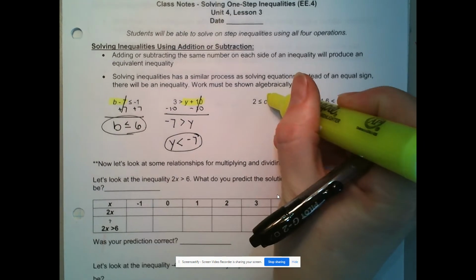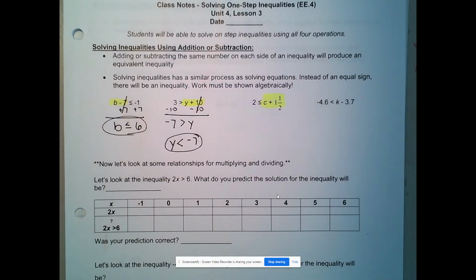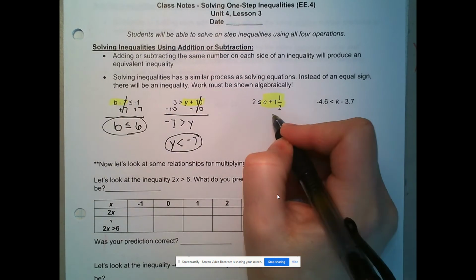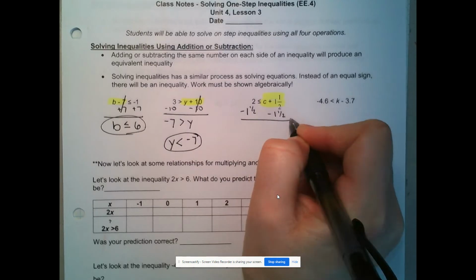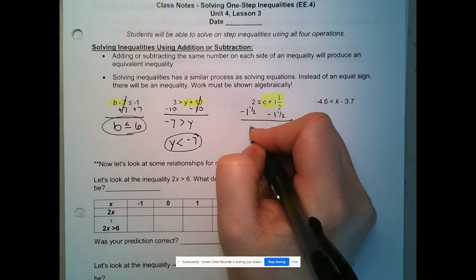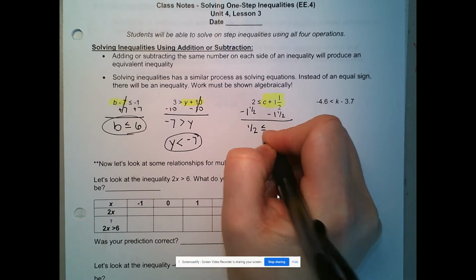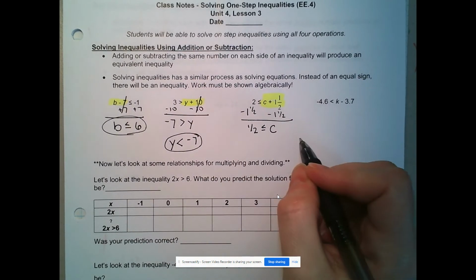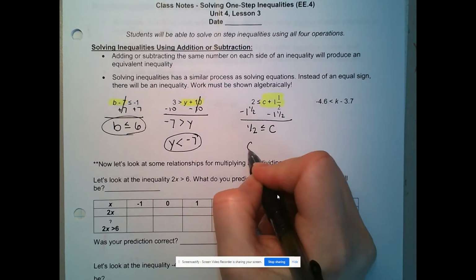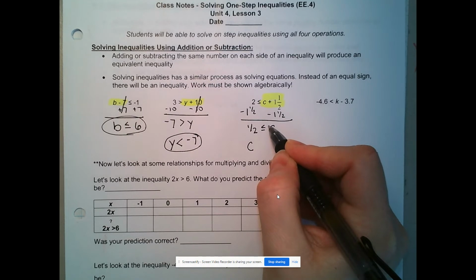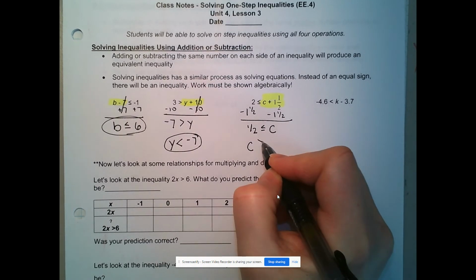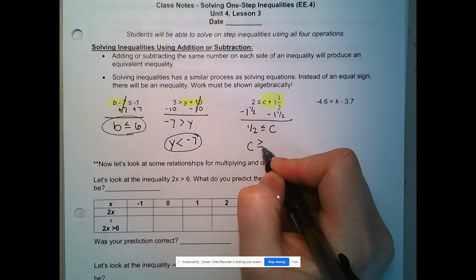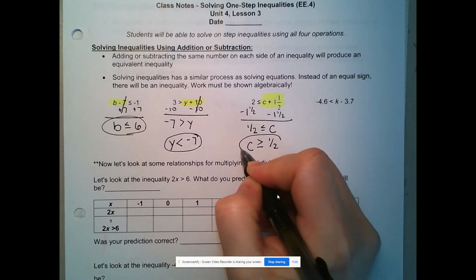On the next one, c plus 1.5 is the side with the variable. So the opposite of adding 1.5 would be subtracting 1.5. And if I have 2 take away 1.5, I would have a half is less than or equal to c. Not going to leave the variable on the right. I'm going to move the variable over to the left. The greater than part, the open part of the symbol, is next to the c, so it's going to stay there when I flip it over, and 1/2.